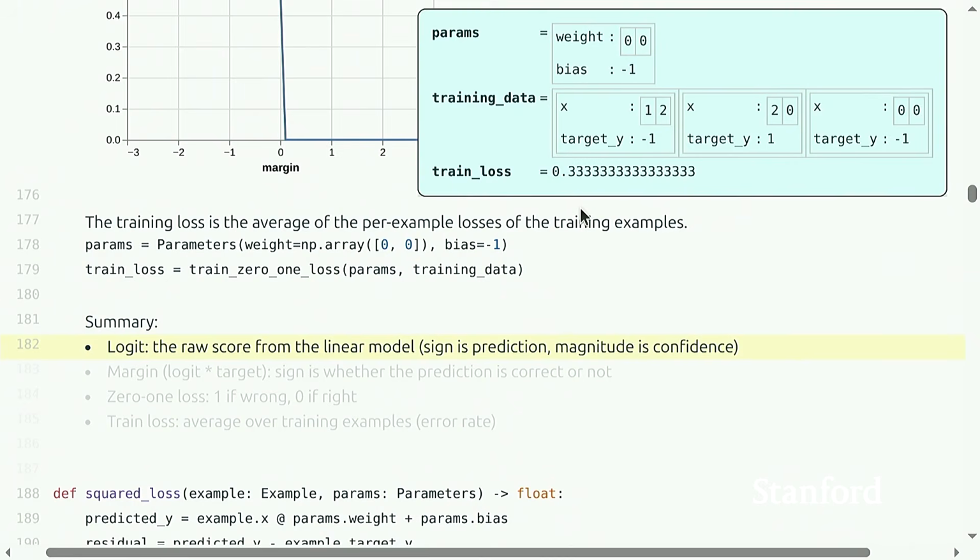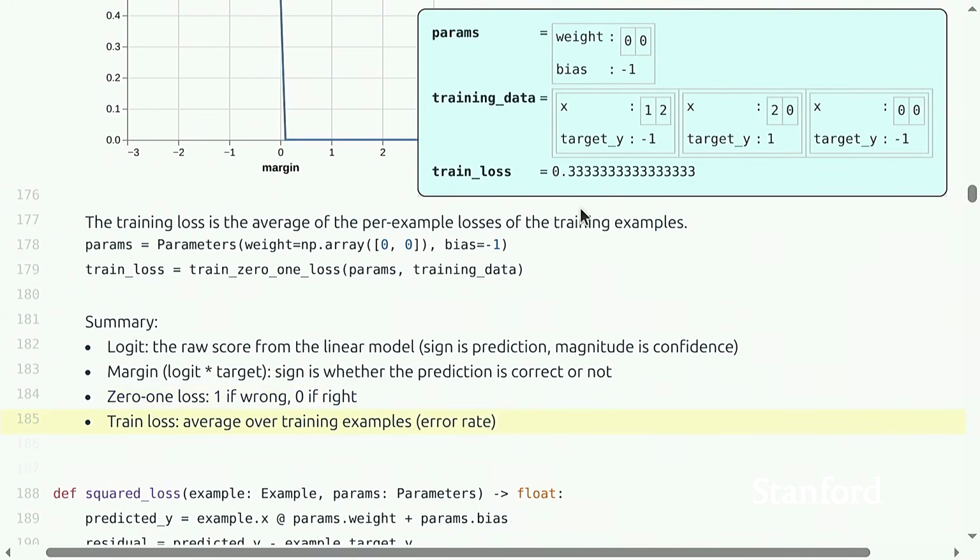Just to summarize, the logit is this raw score from the linear part of the model, and the sign of the logit is the prediction, which is positive or negative, and the magnitude is essentially how confident you are. The margin is the logit multiplied by the target, and now the sign is whether the prediction is correct or not, and the magnitude of that margin is essentially how correct you are in some sense. Zero-one loss is defined in terms of margin, 1 if wrong, 0 if right, and training loss is the error rate, which averages over the training examples.